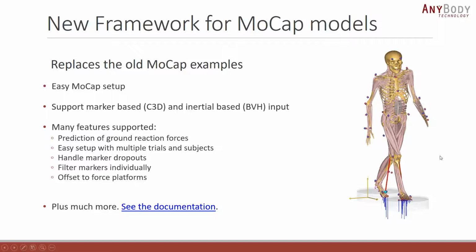You can also handle marker dropouts very easily. And you can filter the markers individually with different cutoff frequencies if that's important. This could be important, for example, if you're analyzing very fast movement, pitching, these kinds of things, where some markers move extremely fast. Those have to be filtered with a higher cutoff frequency.